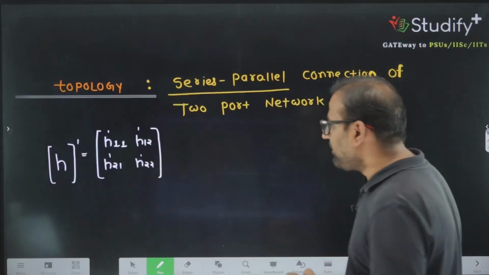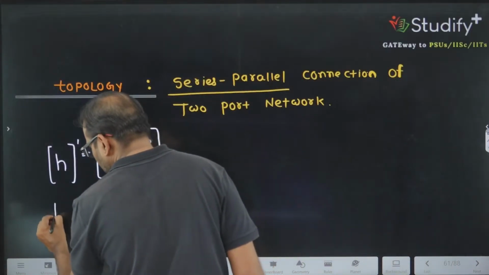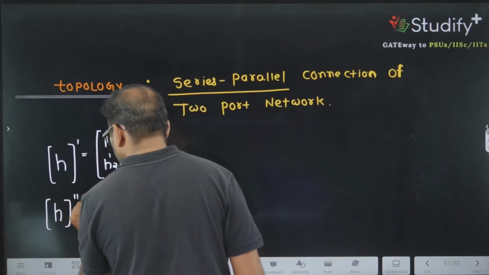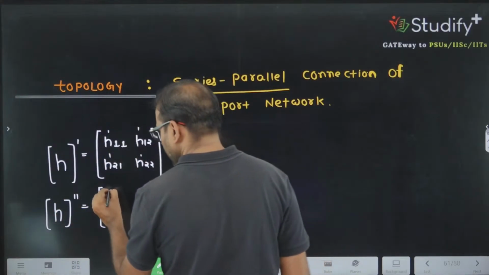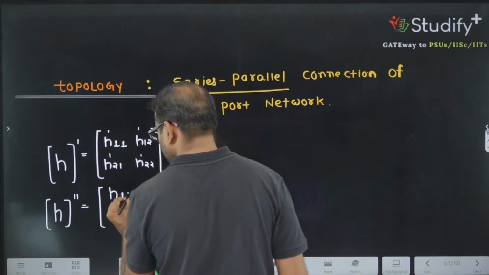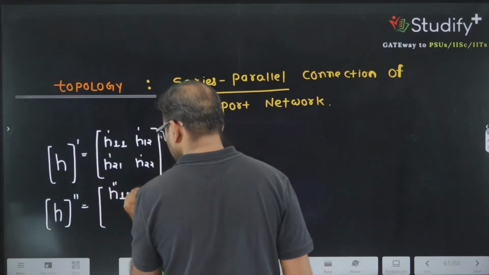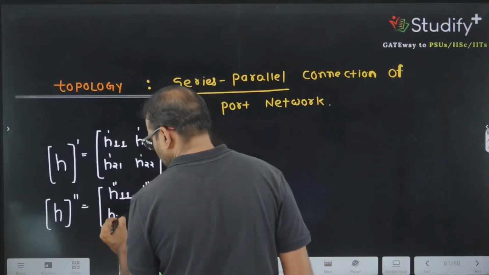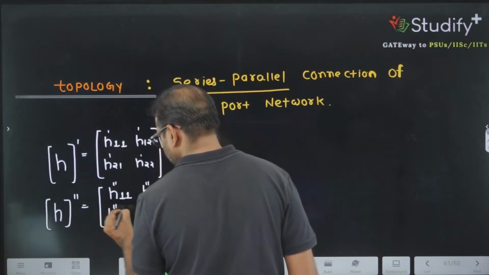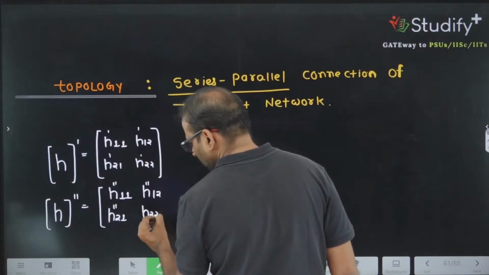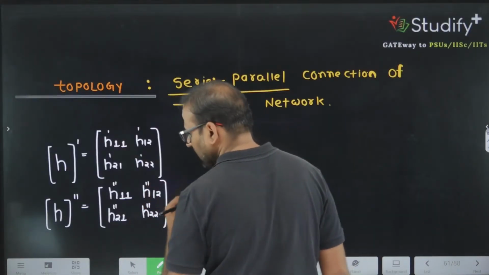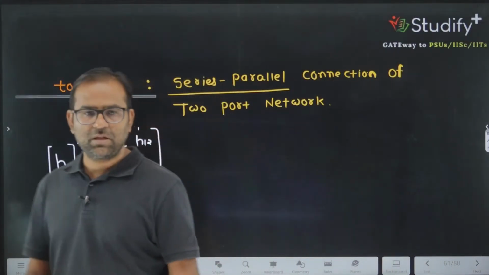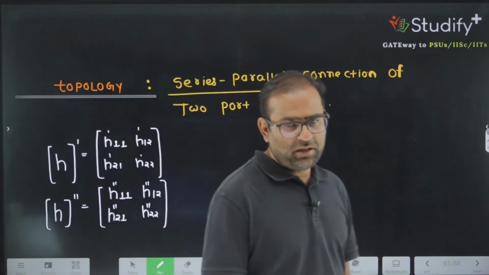And what is the H parameter for this? The H parameter for the double prime network is given by H11 double prime, H12 double prime, H21 double prime, H22 double prime. Correct? These are two networks. Now how can I add these networks?